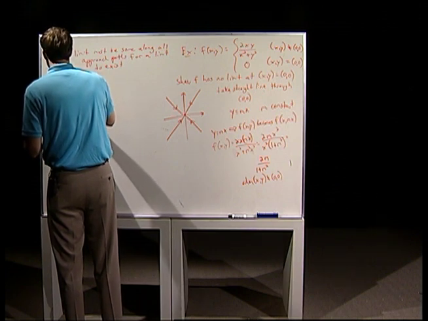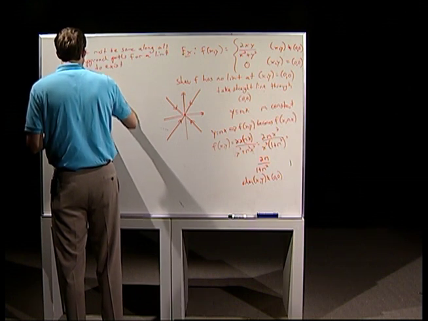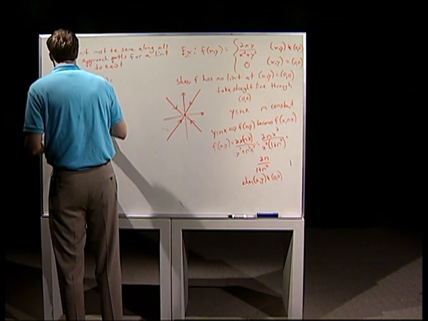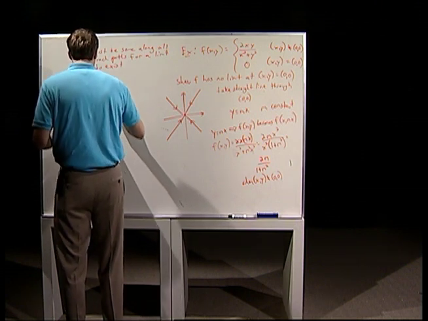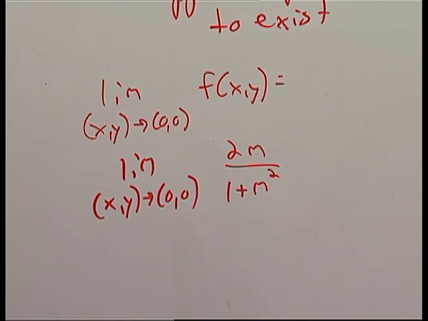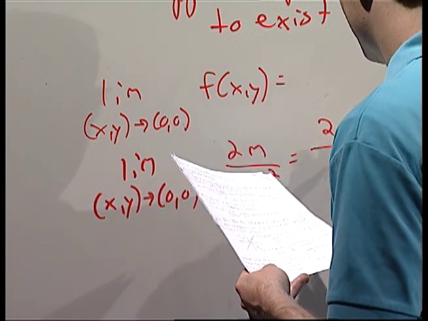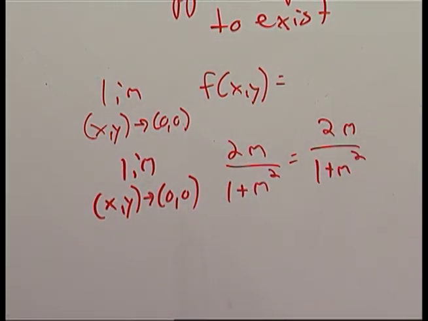So the limit as (x,y) goes to (0,0) of f of (x,y) is equivalent to the limit as (x,y) goes to (0,0) of this function 2m over 1 plus m squared. Well, there are no x's and y's in there. Just a constant. Limit of a constant function is a constant. So this is equal to 2m over 1 plus m squared, dependent on the value of m. Each line approaching gives a different value.